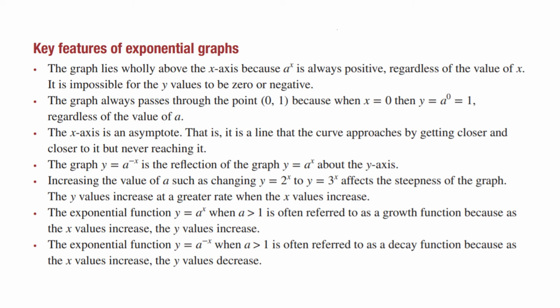The graph always passes through the point 0, 1, because when x is 0, then y equals a to the power of 0, and we know that anything to the power of 0 is always 1. So it will always go through the point 0, 1, regardless of the value of a. The x-axis is an asymptote. That is, it is a line that the curve approaches by getting closer and closer, but it will never touch it. An exponential graph will never touch the x-axis.